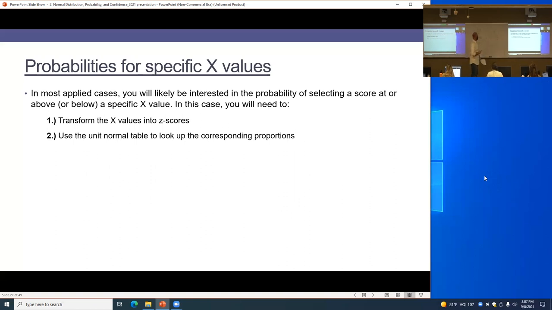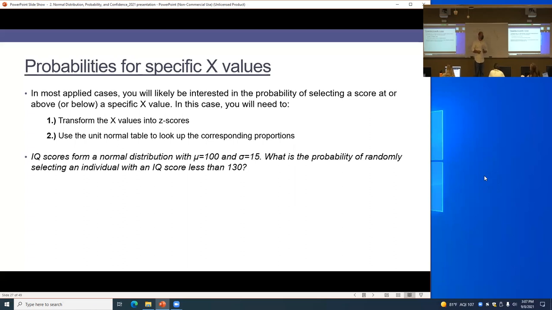So in most cases, what we're going to be doing is we're interested in the probability of selecting some score that falls at or below some specific x value. So again, what we have to do is take our x, transform it to z, and then we use our unit normal table to find our associated probabilities. So for example, let's say that IQ scores form a normal distribution, mean of 100, standard deviation of 15. What's the probability of randomly selecting an individual with an IQ score less than 130?